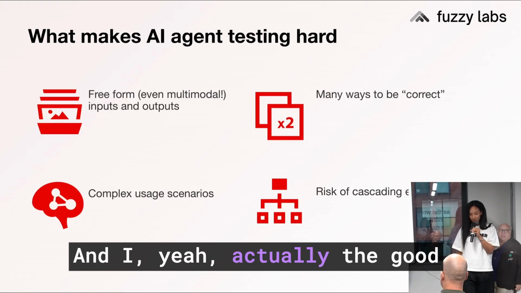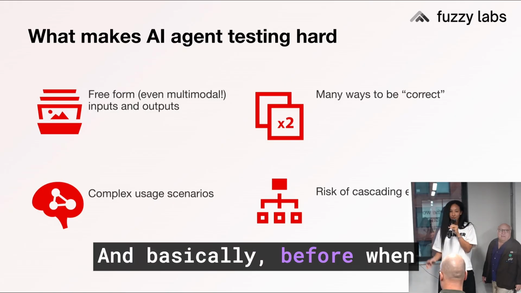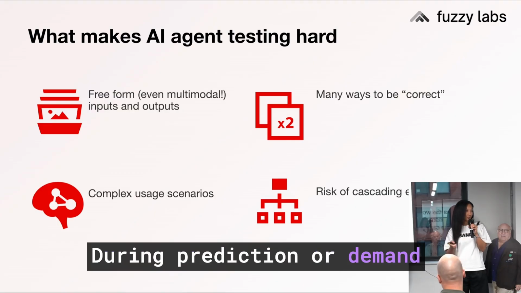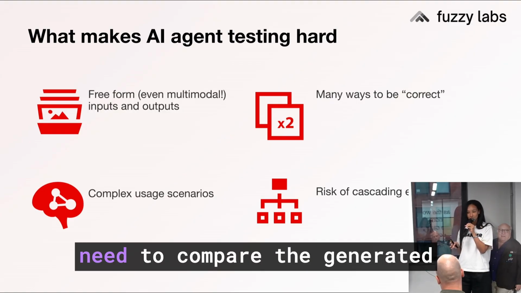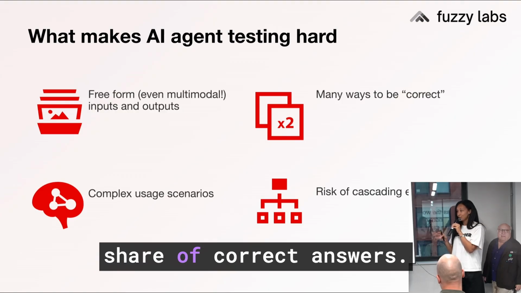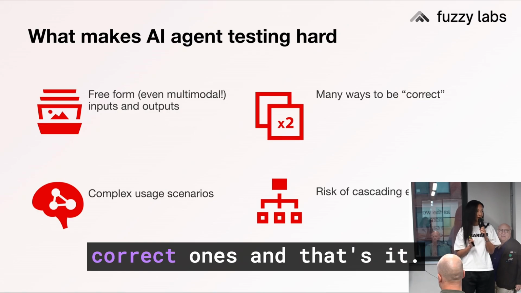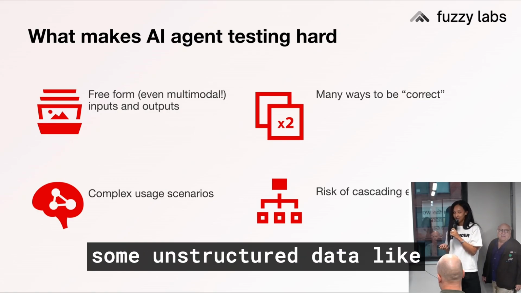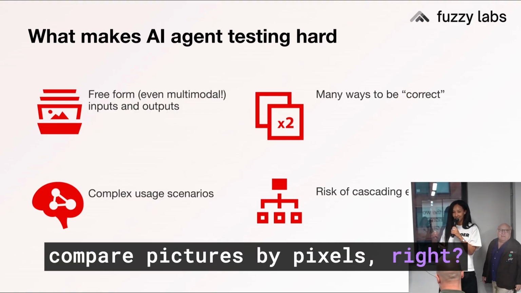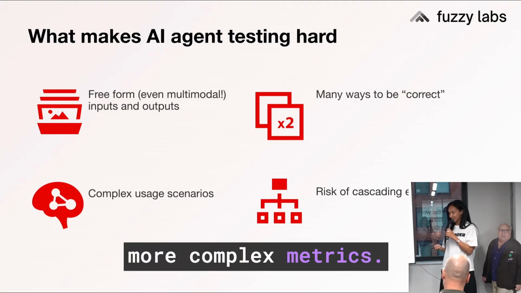And yeah, actually the good question is why it's complicated. So why is it hard? Before, when we were talking about standard systems, for instance, churn prediction or demand forecasting, it was much easier, because we just need to compare the generated outputs with the right ones, and we can just evaluate the share of correct answers. For traditional AI, it's much easier, because you can just compare the outputs with the correct ones, and that's it. But whenever we're talking about unstructured data, like pictures or text, we cannot really compare pictures by pixels, right? It doesn't make any sense, or text by symbols. So we need to get more complex metrics.